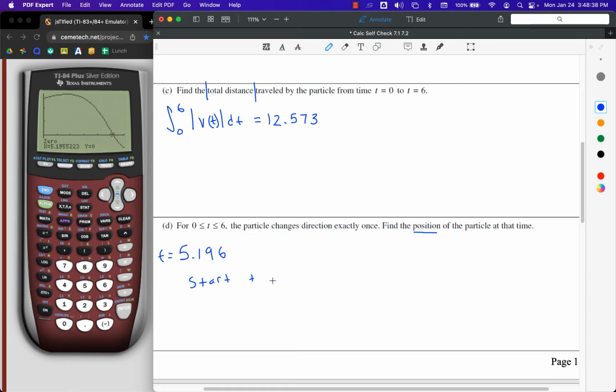Isn't that atrocious? Plus change, and that's going to equal to our end.